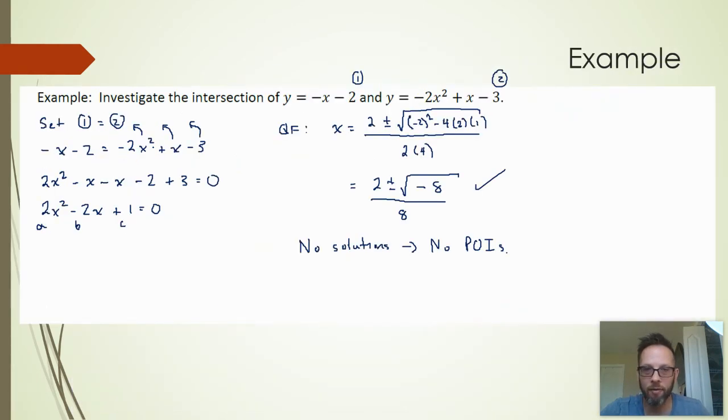And in this example we did here, you should understand that if you apply the process but end up getting a negative as the discriminant, that's okay, and you should know what that means. It just means there's no points of intersection.